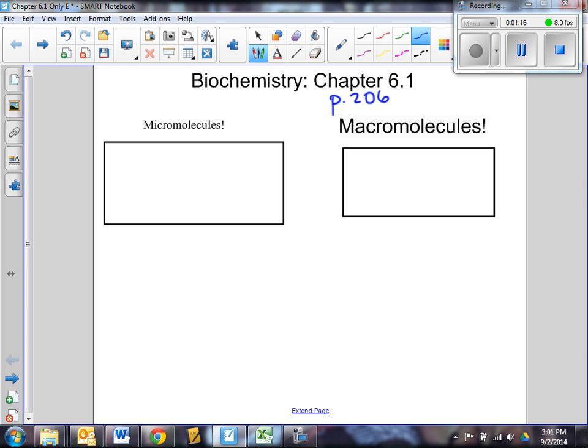Now the first distinction that I'd like to make in terms of chemical molecules and biological systems is the difference between a micro and a macro molecule. I tried to make it visible with the way I typed it what one of the differences between them is. Does anyone know what the difference between a micro and a macro molecule is?